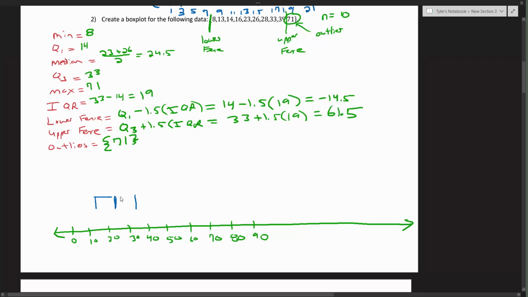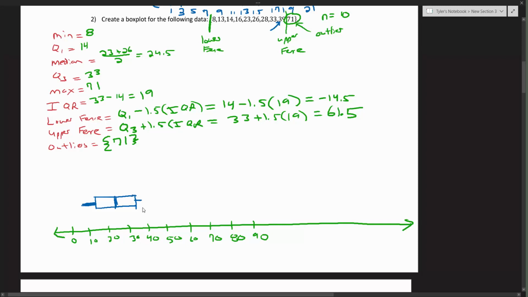Now I can construct my box. Remember, a box plot, another name for it is the box and whisker plot, because we have a box and we have whiskers. My left whisker is going to go to the smallest value that's not an outlier, which in this case is 8, because there are no outliers to the left. My right whisker is going to go to the biggest value that's not an outlier. If we look up here, that's 39. That's the biggest number that's not to the right of the upper fence. So I'm going to stop the right whisker at the value 39.